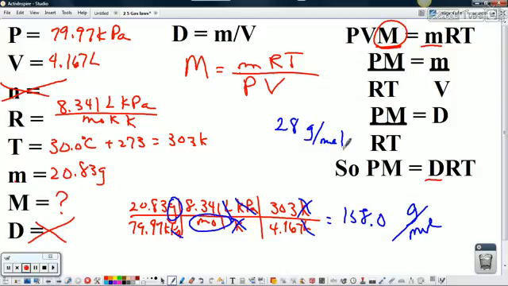So if I ask you what is the gas, you would say nitrogen, N2. Not O2, O2 is 32. It's not chlorine because that's 71. In order to be a free gas, it has to be diatomic. So my best guess on that one would be nitrogen.